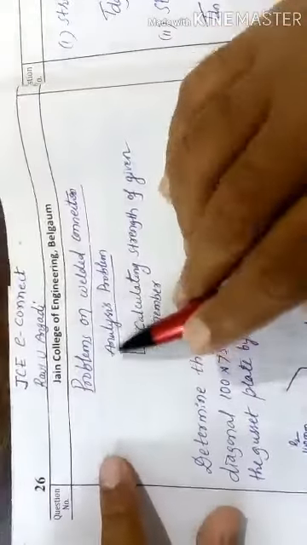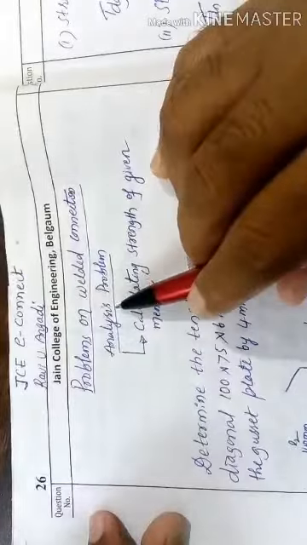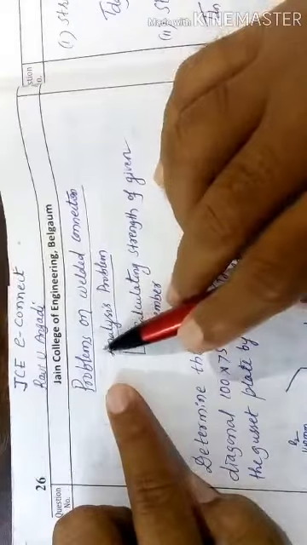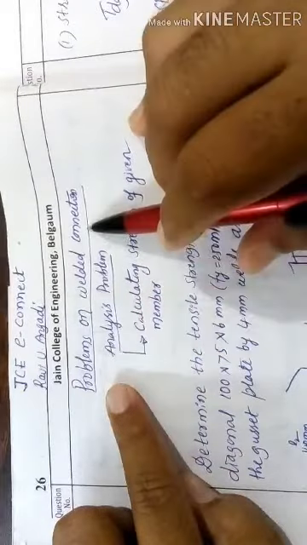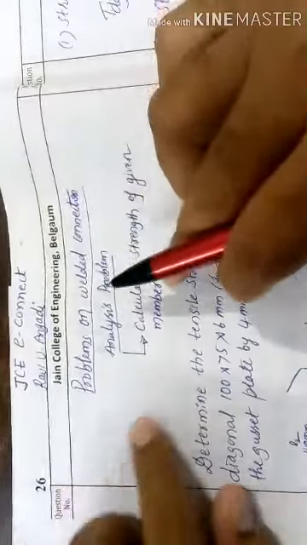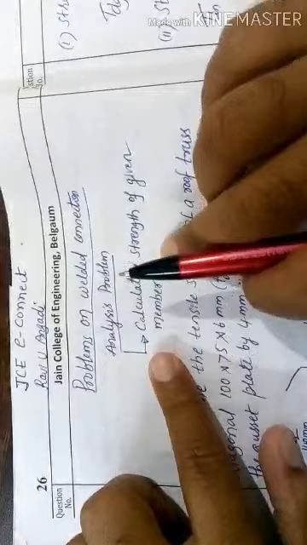Again, this is a continuation of tension members. In today's lecture, I will be solving a problem on welded connection. That is an analysis problem. Analysis problem means the sections will be given, and for that section you have to calculate the strength. That is the strength of the member.